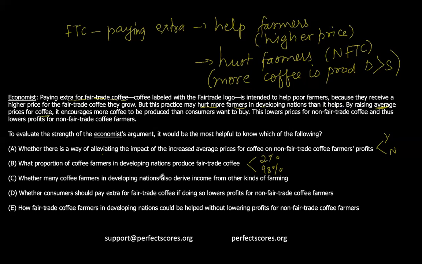Whether many coffee farmers in developing nations also derive income from other kinds of farming. Does it really matter? No, it's irrelevant. We're talking about profits from coffee. So C is gone. D. Consumers should pay extra if doing so lowers profits. Do you think consumers have anything to do with it? No. And E. How these fair trade coffee farmers in developing nations could be helped without lowering.